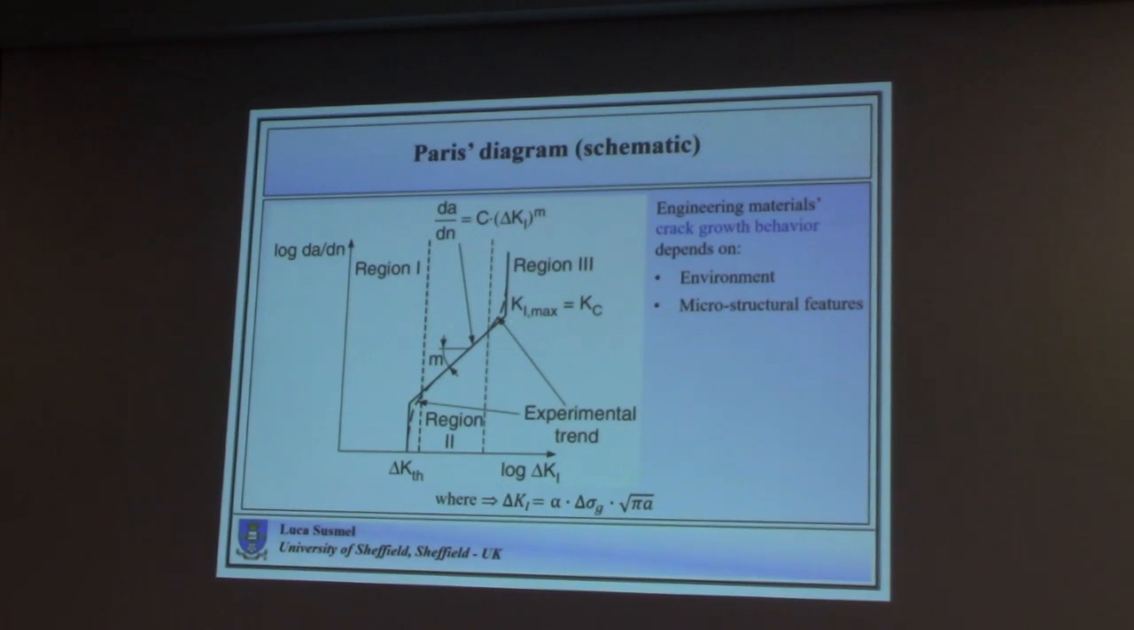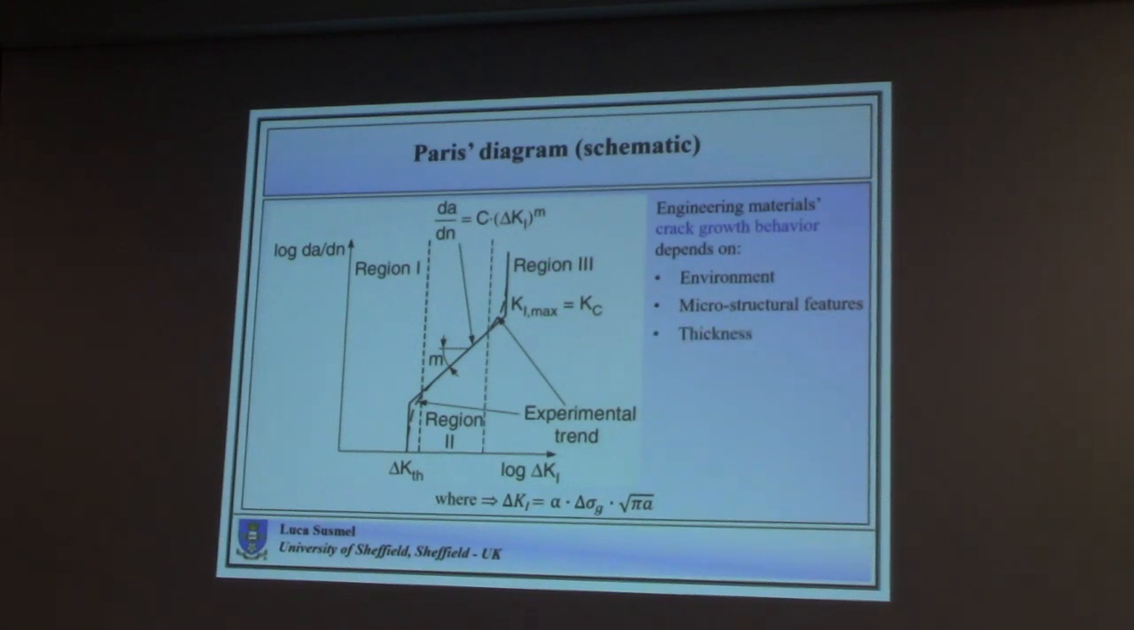So be careful, because sometimes what we do is picking up these graphs from the literature, just because we see a similar material to the one we are interested in. But actually it's always very tricky, because even having a grain size which is slightly different from the grain size characterizing your material can result in a quite different Paris curve.